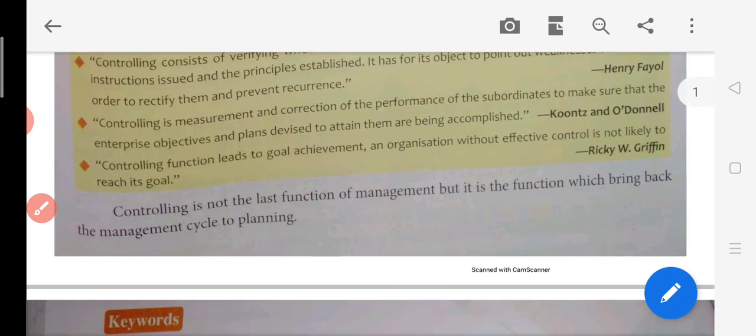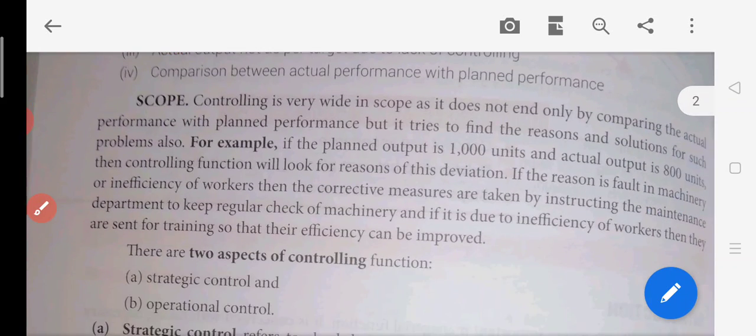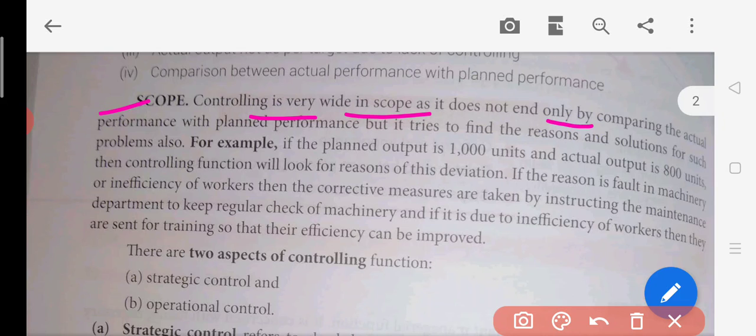Now here let us read about the scope or the area of controlling. The area of controlling is very high. It does not end only by comparing the actual with the planned performance, but it tries to find the reasons and solutions for such problems. It is not about just checking the actual performance with the planned performance. They will be finding out the reasons why certain things are happening in the company, and they will try to control the things.